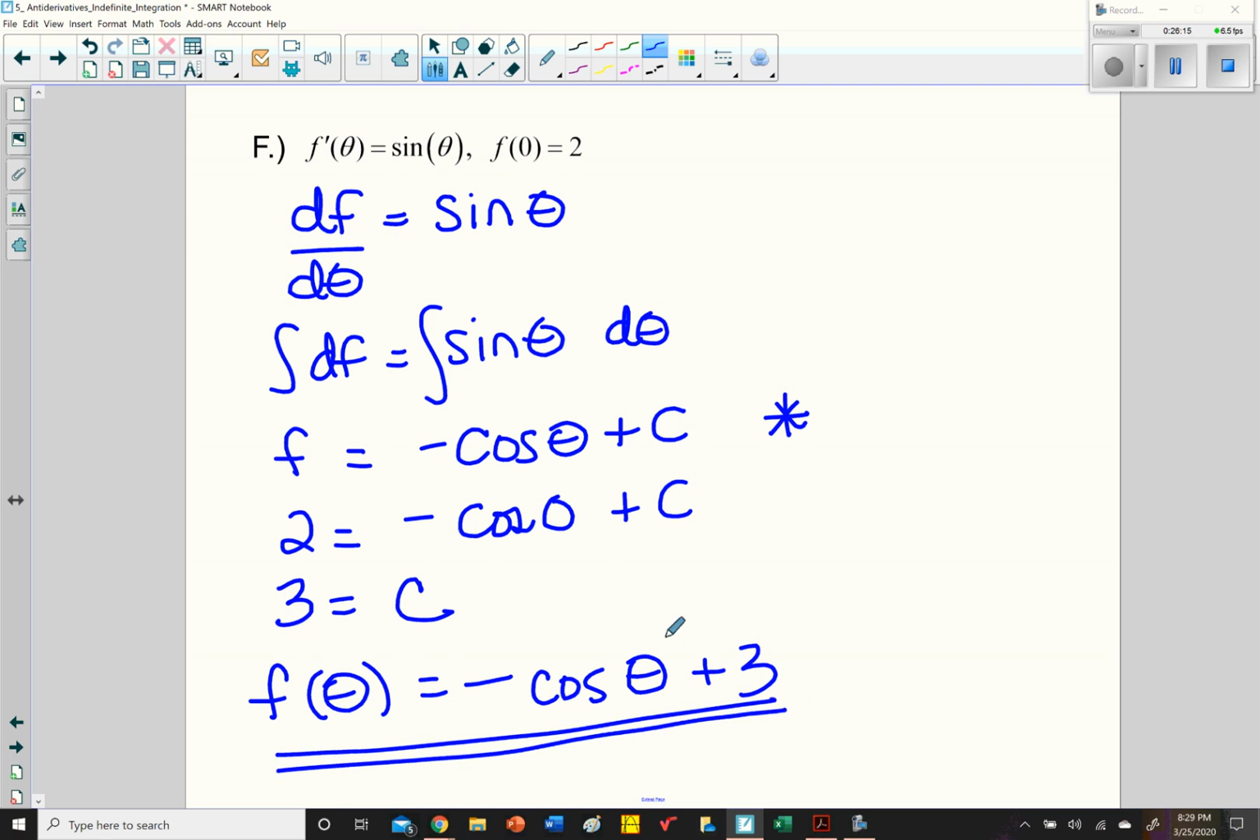So lots of practice here with the power rule and the antiderivative and solving basic differential equations. See you next time. We're halfway through the chapter.